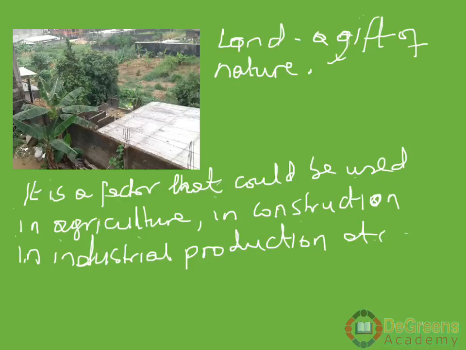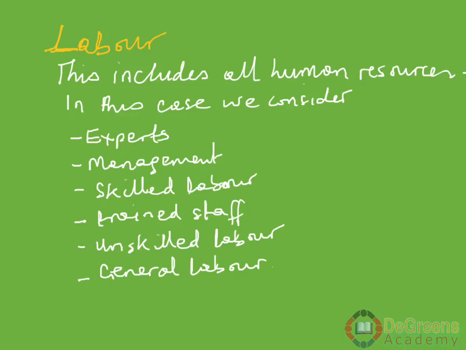Now, we consider land as all those gifts of nature. They are natural. So in this picture, you can see land itself as it is, but see what is on it. The land can go for agricultural use, can go for construction, it can go for industry. In fact, it can go for so many things. So it is a factor that could be used, a key factor in production, a very key one.